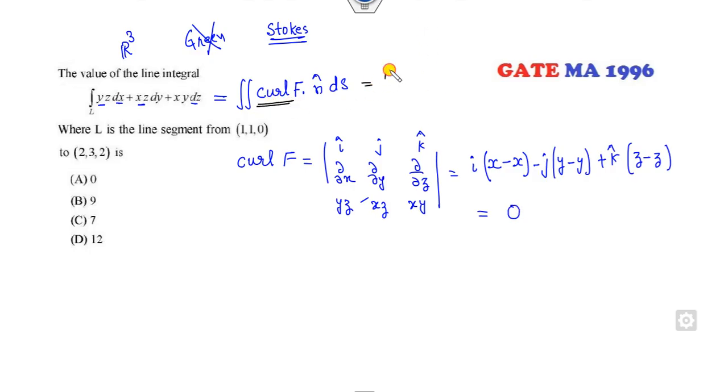So what is the meaning of that? If curl of f is 0, that means this is 0 into ds. Answer is 0. So there is no need of this part. I will cover one more example in this lecture where you will know how you can find this n cap. So the right answer is 0 in this problem.